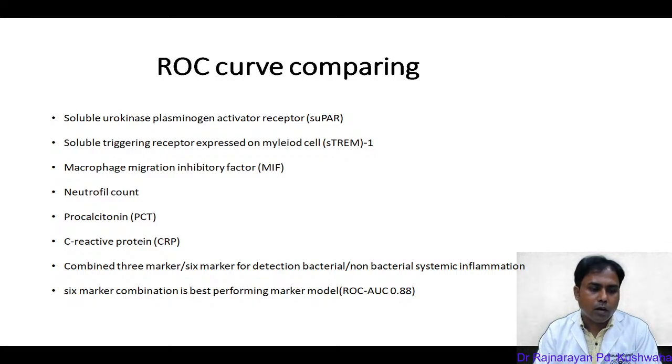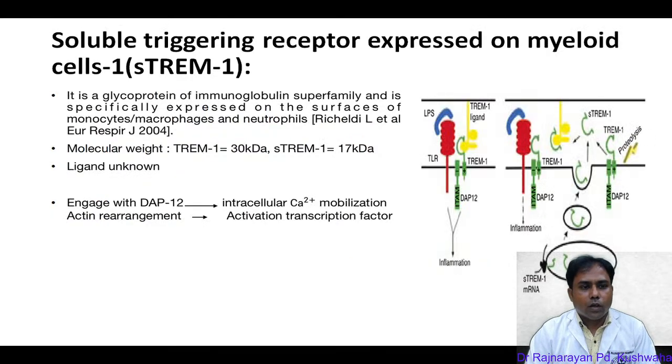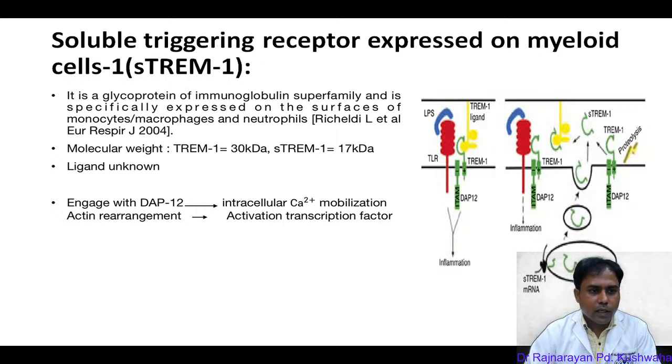And this combined 3-marker or 6-marker panel is for detection of bacterial or non-bacterial systemic inflammation. So we individually studied some biomarkers. The first is sTREM-1, soluble triggering receptor expressed on myeloid cells 1. This is a glycoprotein of the immunoglobulin superfamily and is specifically expressed on the surface of monocytes, macrophages and neutrophils.